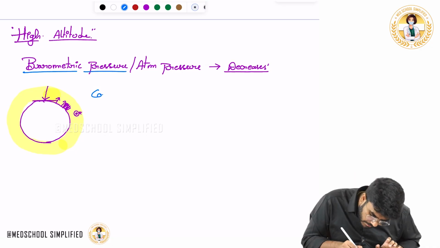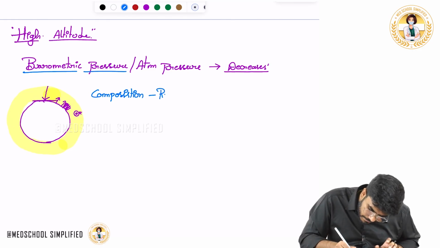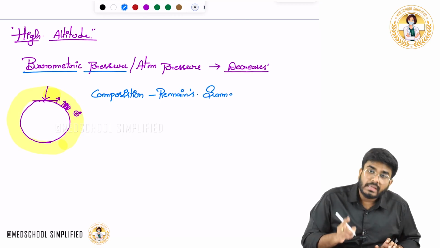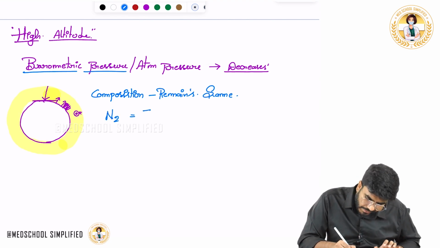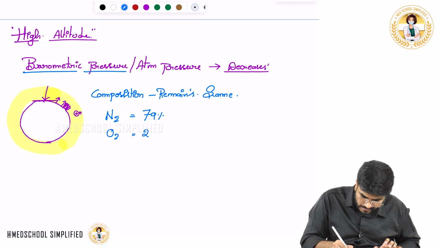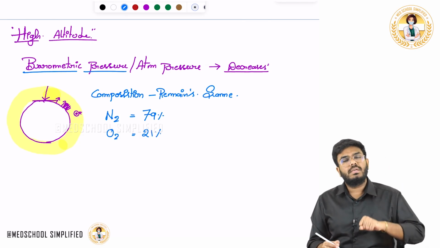Okay, composition is the same. Composition remains the same. That is, even there, if you check the nitrogen composition, the amount of nitrogen, it will be 79%. Oxygen, it will be 21%. Composition is the same, but their pressures will decrease.